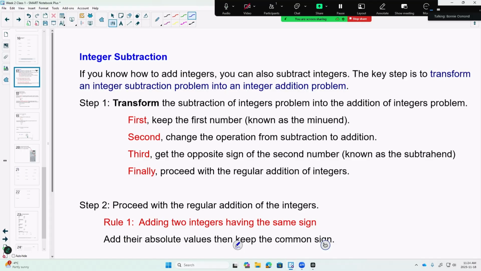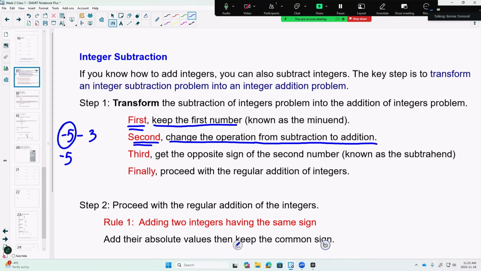So step 1, transform the subtraction of integers into the addition of integers. First, keep the first number, which is known as the minuend. So if it's, say, negative 5 take away 3, that first number, the minuend, will not change. The negative 5 is going to stay as a negative 5. Second, change the operation from subtraction to addition. So here we have negative 5 take away 3, we're going to change that to negative 5 plus.